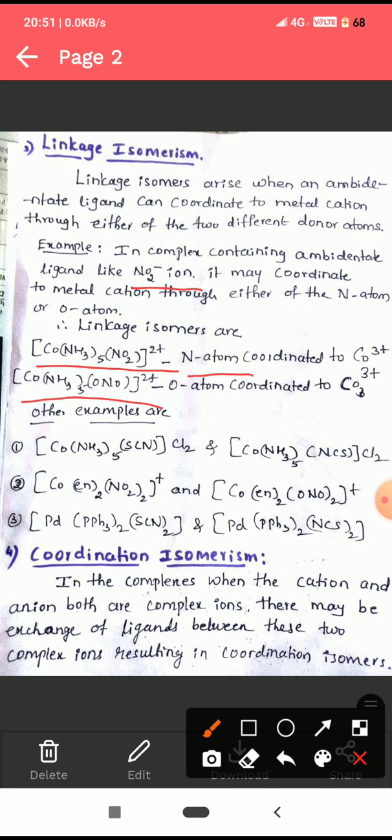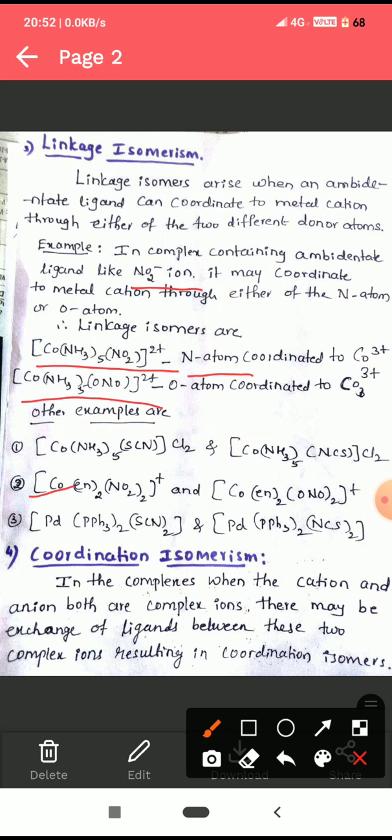What is linkage isomerism? Linkage isomerism is possible when the coordination compound has an ambidentate ligand. Okay, the central metal ion is bonded through either of the two different donor atoms. Then they are called linkage isomers. Next one, okay, you can see some examples for linkage isomerism.